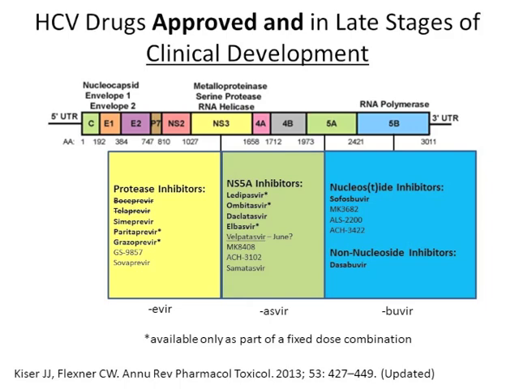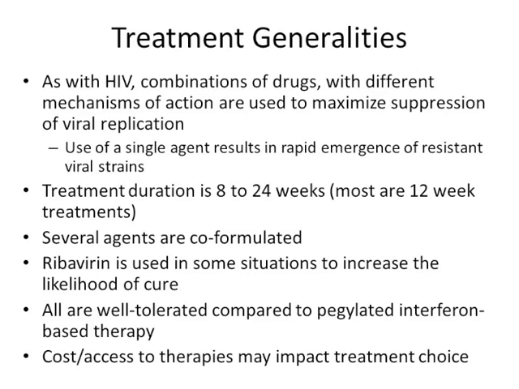So before I start talking about specific drugs, I want to give you some generalities about the treatment of hepatitis C. So the first is, it's just like HIV in that we're going to use a combination of drugs. Because when we use a combination, we can maximally suppress the virus and prevent the emergence of resistance. When we gave some of these drugs as monotherapy, resistance emerges pretty rapidly. The treatment duration now is typically 12 weeks, but can range from 8 to 24 weeks.